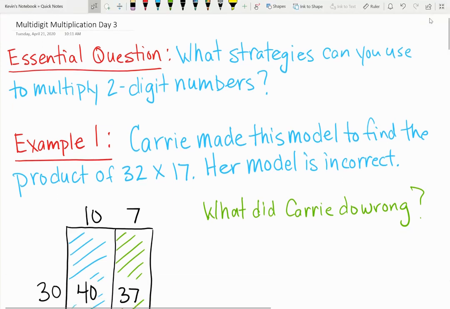Hello, fourth grade. Mr. Sweet coming at you with another multi-digit multiplication lesson. This is going to be day 3. Our essential question of the day is, what strategies can you use to multiply two-digit numbers?